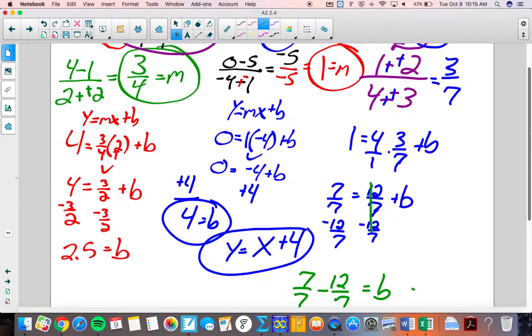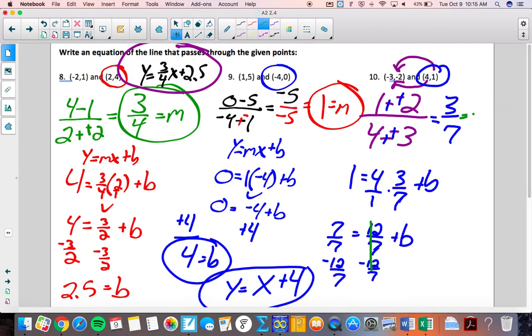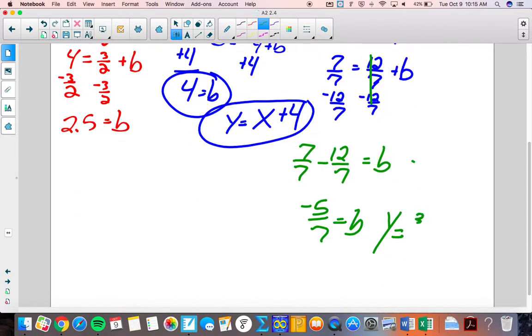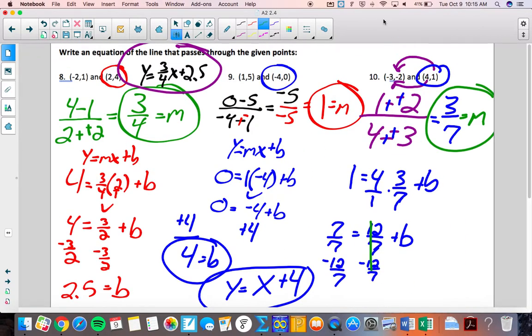Our slope was, oops, I forgot to label it that time and circle it. Our slope was 3/7 times x, because the slope is always multiplied with x every single time, and then minus 5/7. It's a negative 5/7, so instead of writing plus negative, I do the minus. All right, that was fun. Nice job. I think we're all done, aren't we?